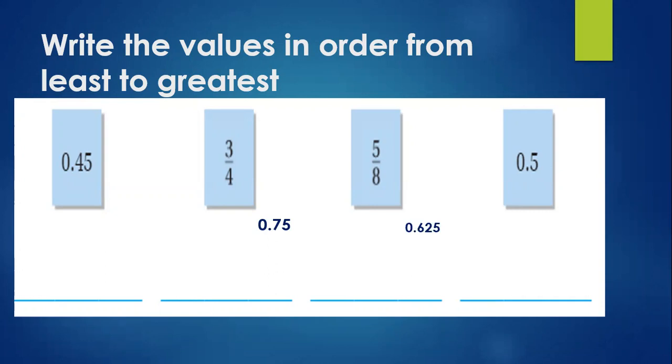Now you can order them from least to greatest. First will be 0.45, then 0.5, then 0.625, which is equivalent to 5 out of 8. You will write the original fraction given, and then 3 out of 4.